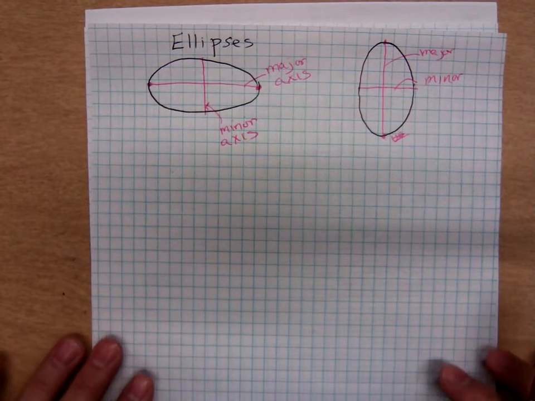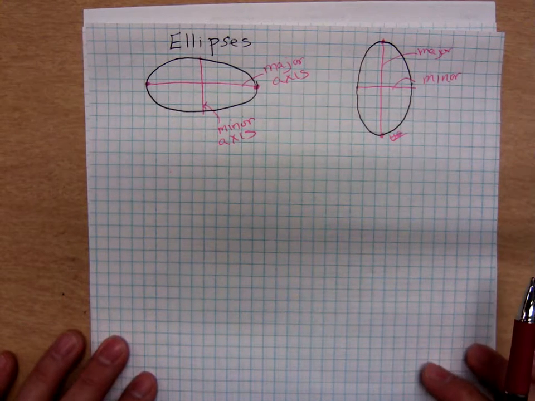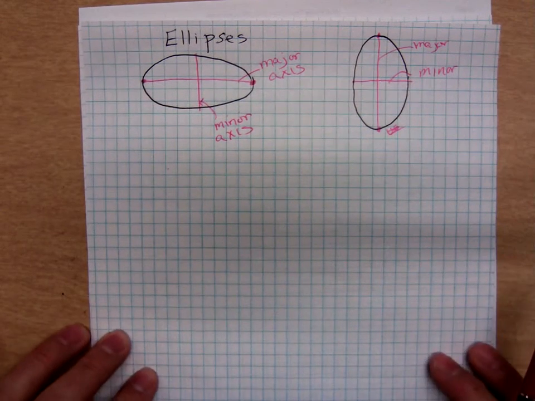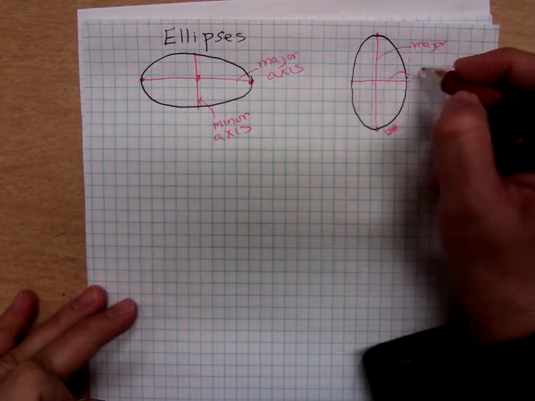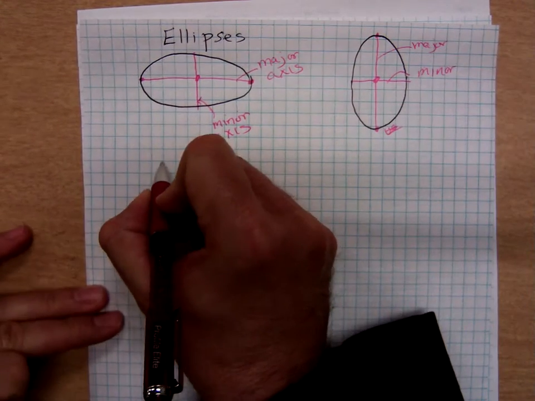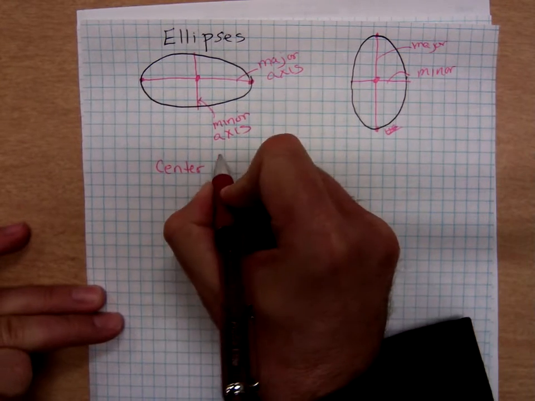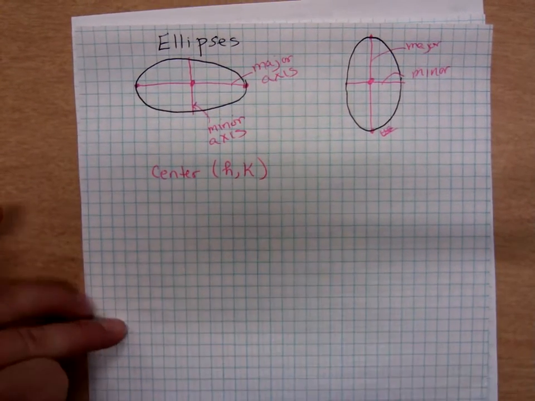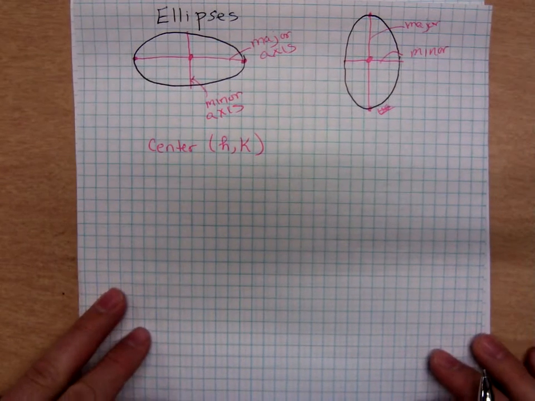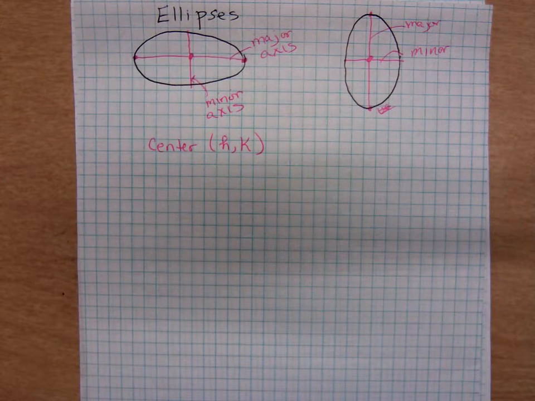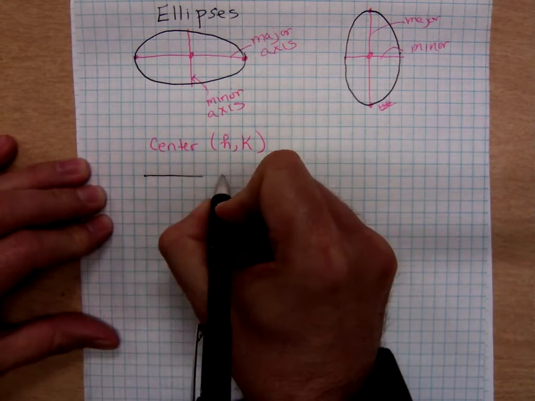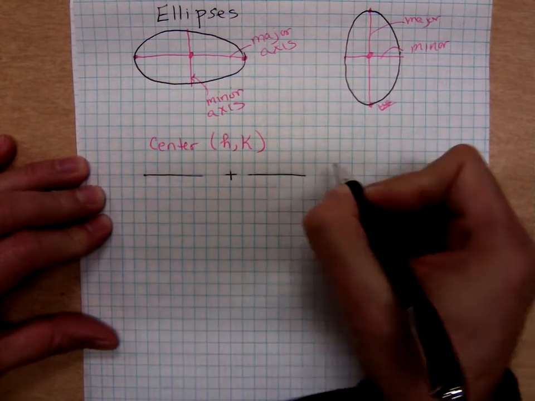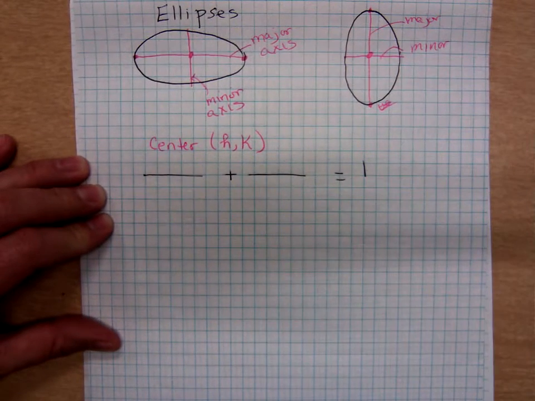Now, the equation of an ellipse will look sort of like the equation of a circle. Looks like this. Oh, and every ellipse has a center, so I'm going to use the point (h, k) for the center, just like I did for a circle. And the equation's going to look a little strange because we're going to have these fractions. It's going to be fraction plus fraction equals 1.